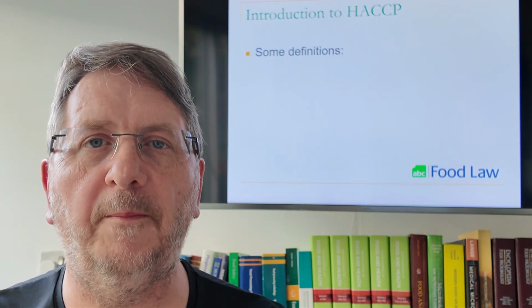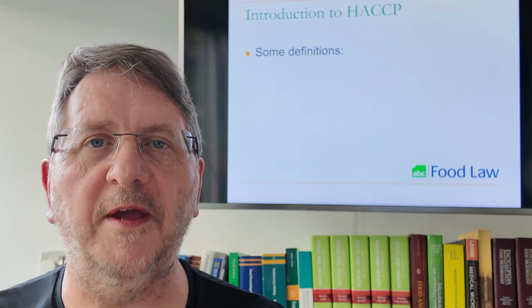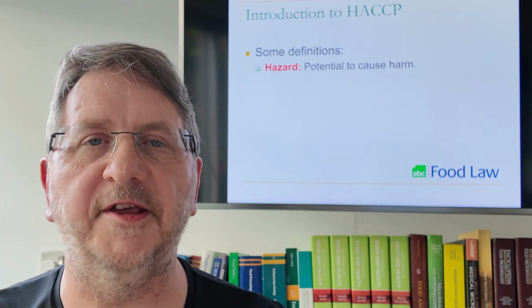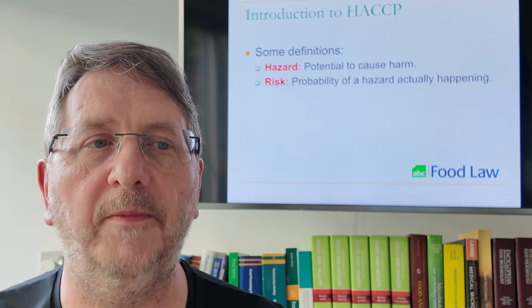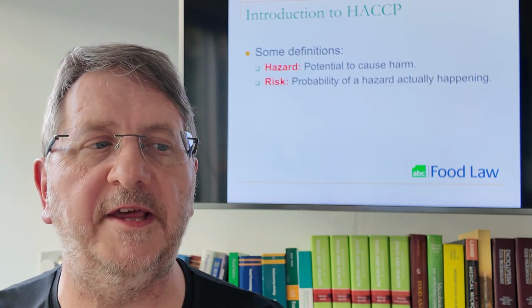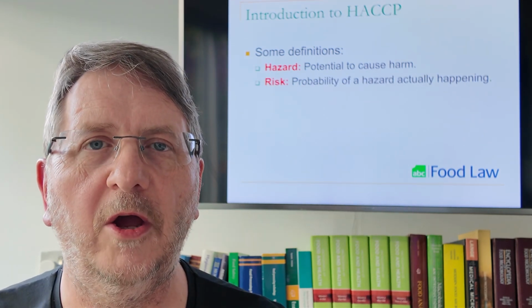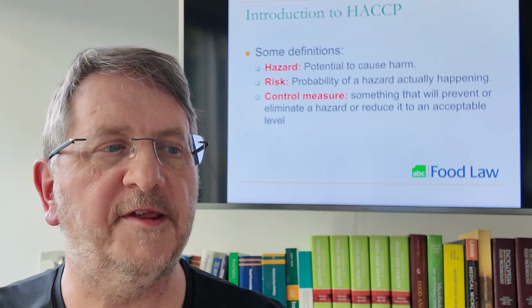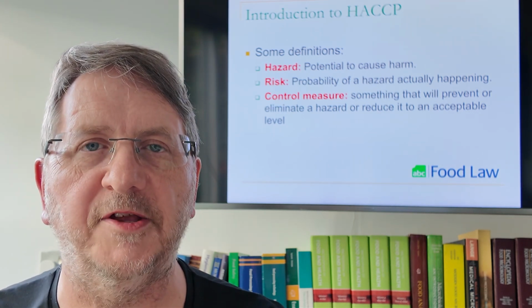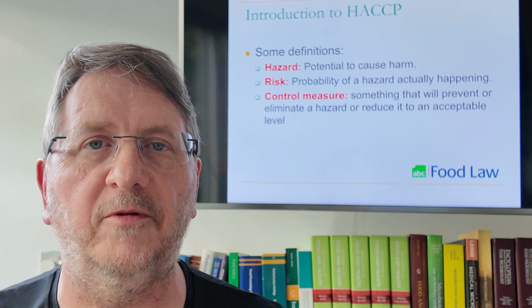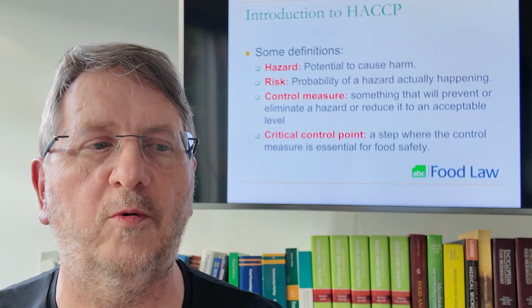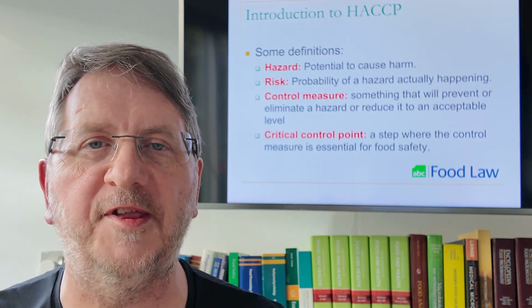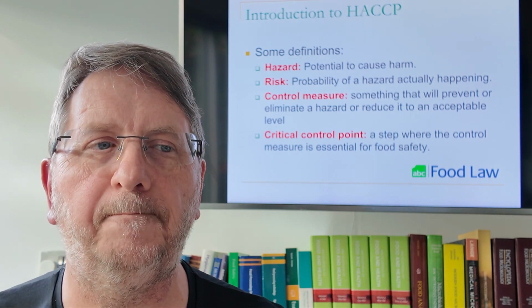Before I run through the HACCP principles, just a few definitions. The first is a hazard. A hazard is potential to cause harm. The second is risk, which is the probability of a hazard actually happening. We then have control measure, something that will prevent or eliminate a hazard or reduce it to an acceptable level. And lastly, we have a critical control point, a step where control measure is essential for food safety.